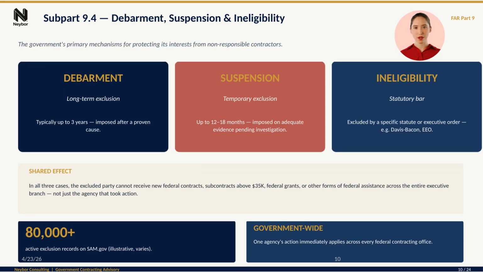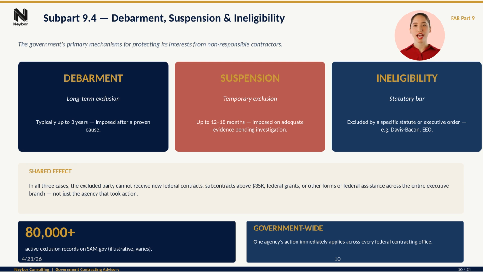Subpart 9.4 is where things get serious. There are 3 related mechanisms the government uses to exclude non-responsible contractors from the federal market. First, debarment, a long-term exclusion, typically up to 3 years, imposed after the government has proven a cause. Second, suspension, a faster, temporary exclusion usually capped at 12 to 18 months, which can be imposed on adequate evidence while an investigation continues. Third, ineligibility. This is when a specific statute or executive order bars a contractor from a category of work. For example, under Davis-Bacon wage violations or certain EEO compliance findings.